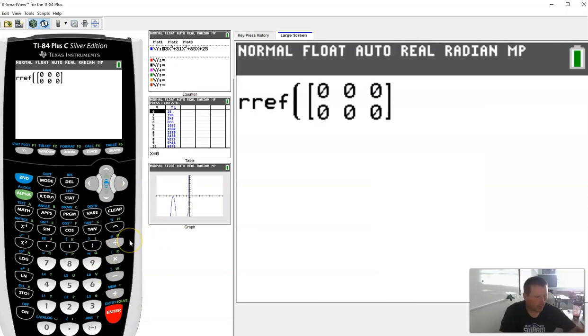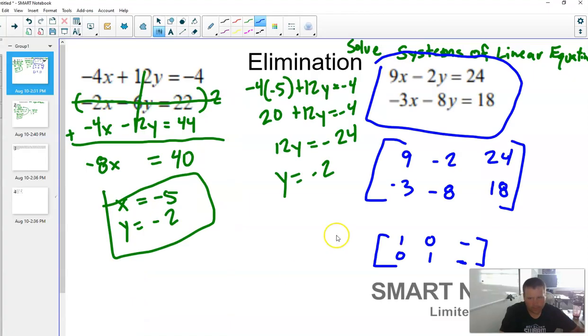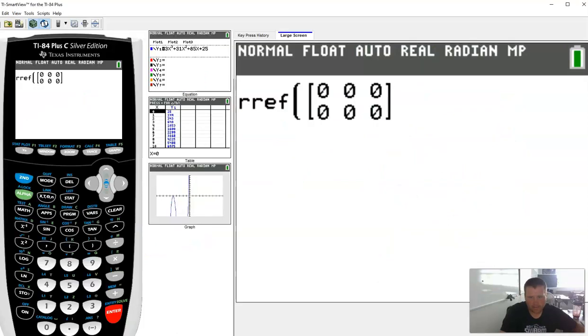And then I just have to put my matrix in, and I'm just going to put that same one, the 9, -2, 24, -3, -8, and 18 in there. Okay, so we'll go 9.